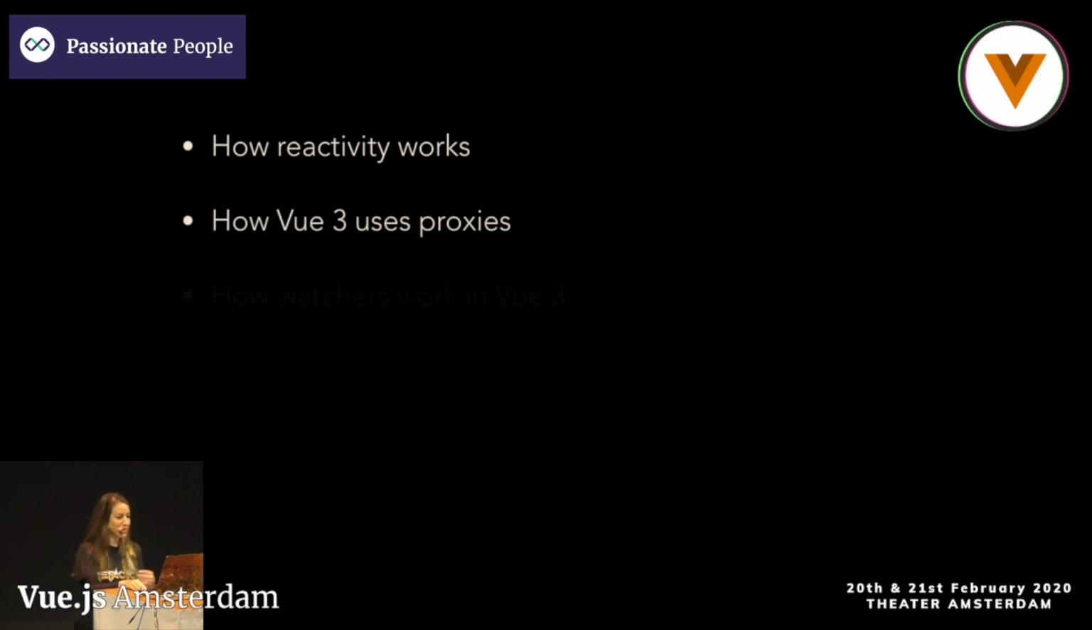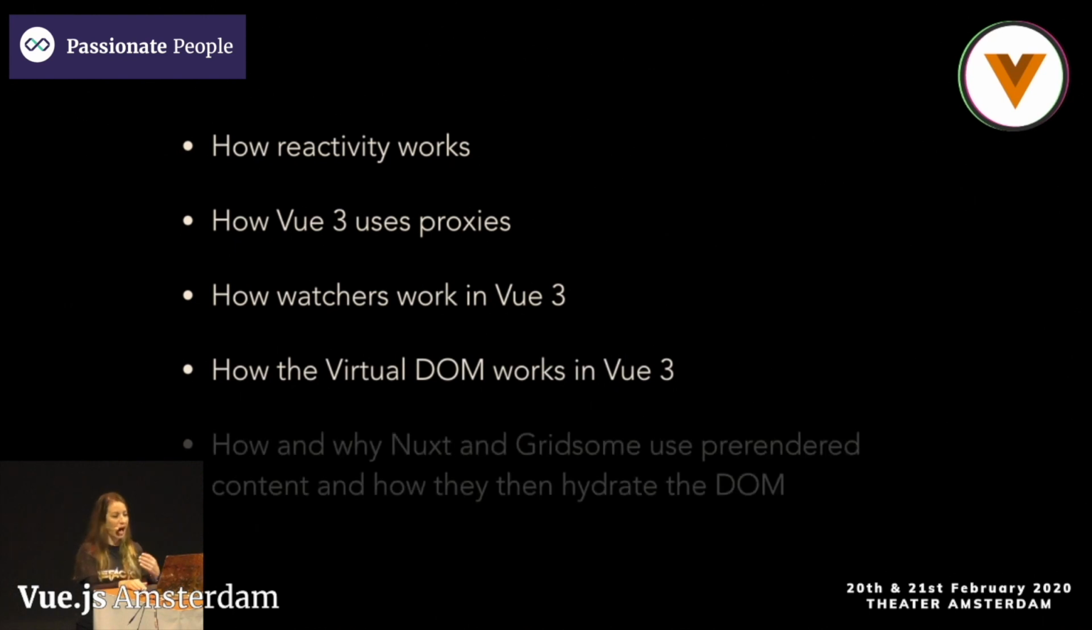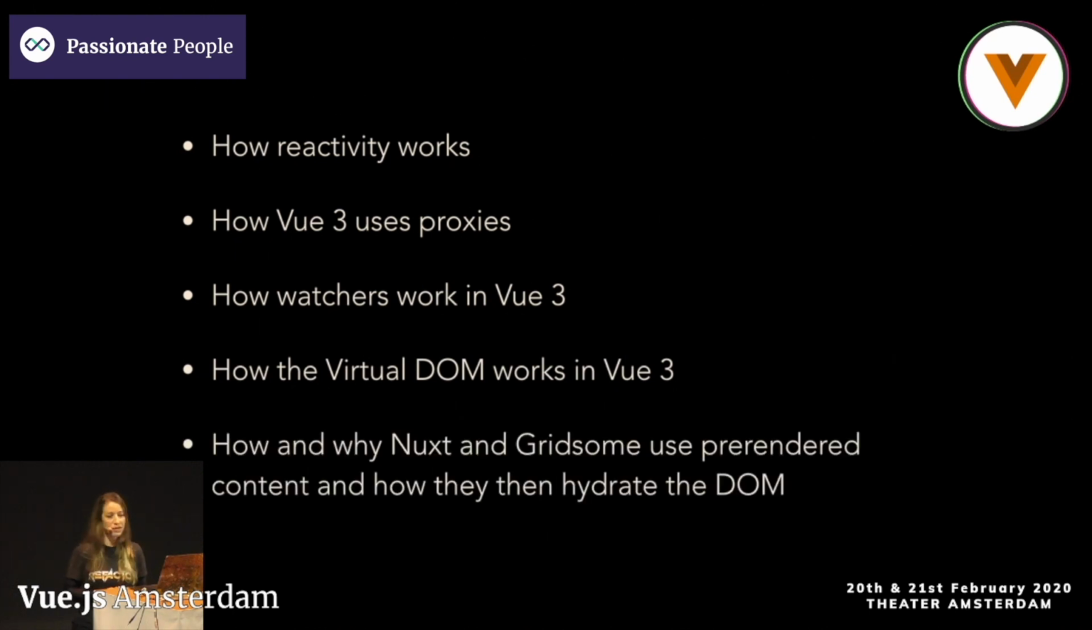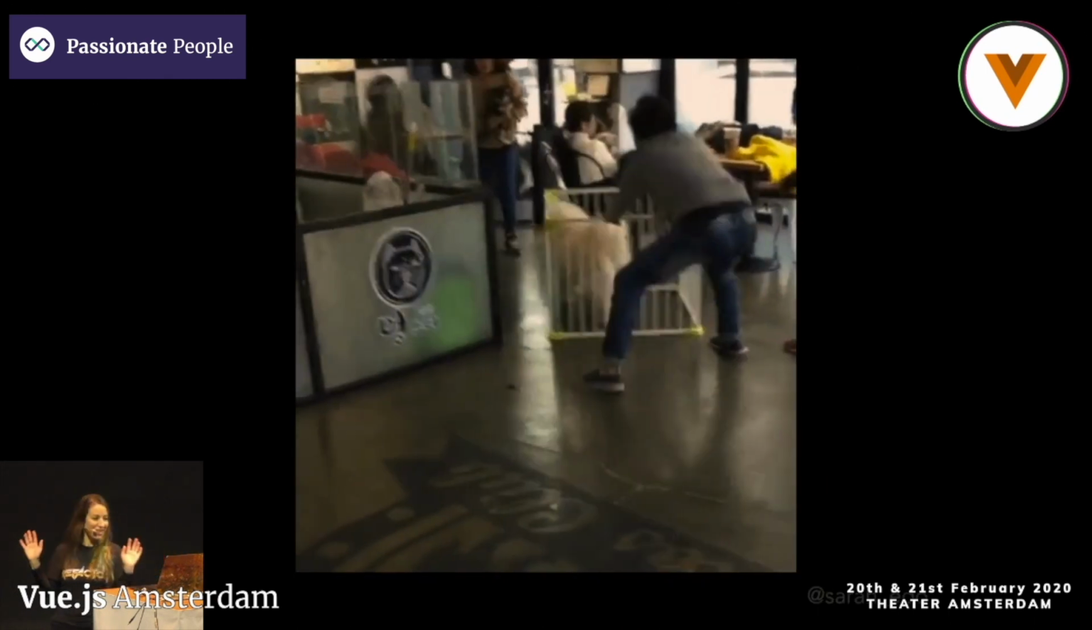Okay, we learned a lot in half an hour. All right, we covered how reactivity works, how Vue 3 uses proxies, how watchers work in Vue 3, how the virtual DOM works in Vue 3, how and why Nuxt and Gridsome use pre-rendered content and how they then hydrate the DOM. That's fantastic. It's very early in the morning and you all made it here. That's all great. Now we know so many things and our boundaries are endless.